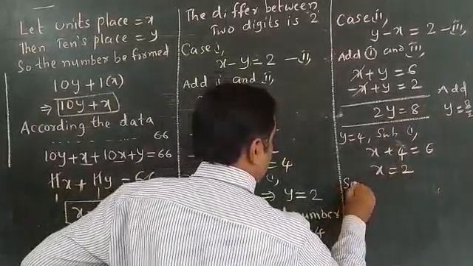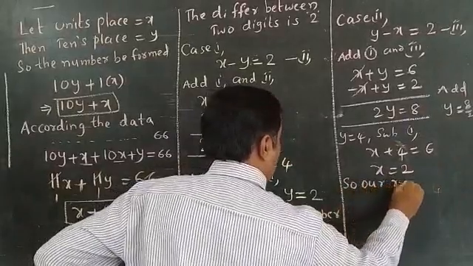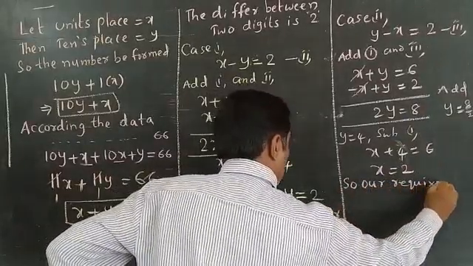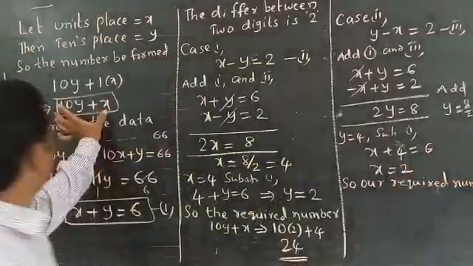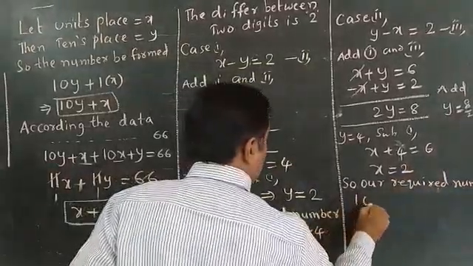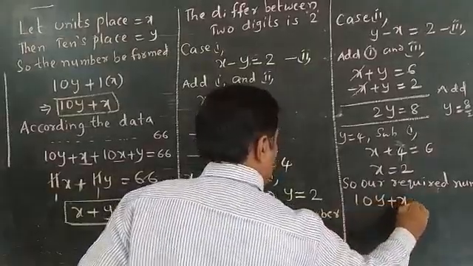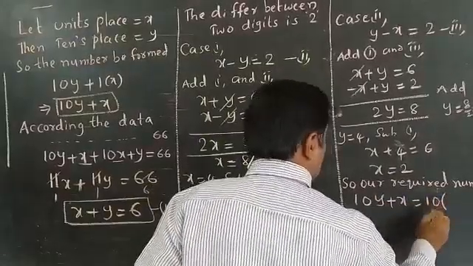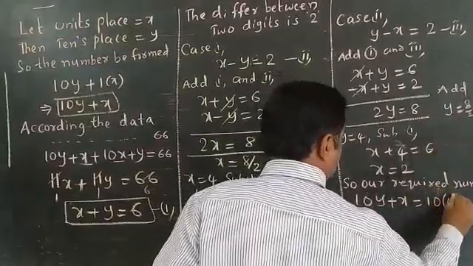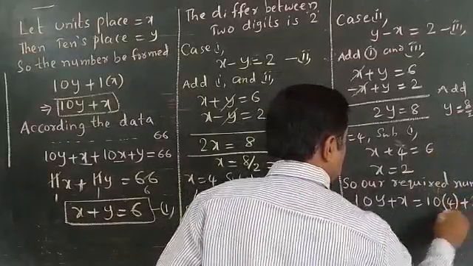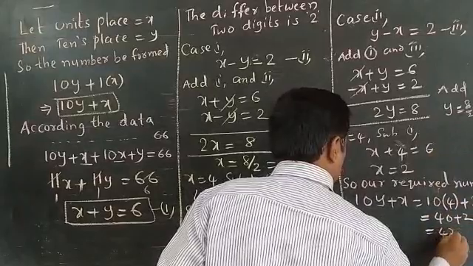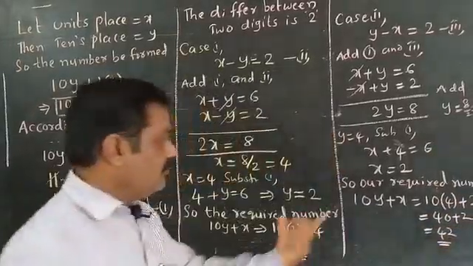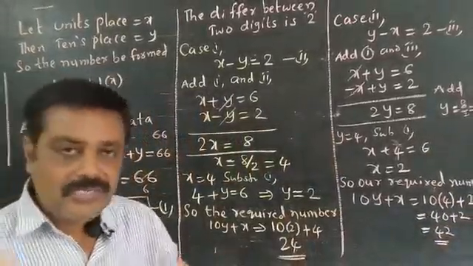So, what is the required number? 10y plus x. At the place of y put 4 and at the place of x put 2. That is 40 plus 2. Your answer is 42. Either 24 or 42, both are correct answers.